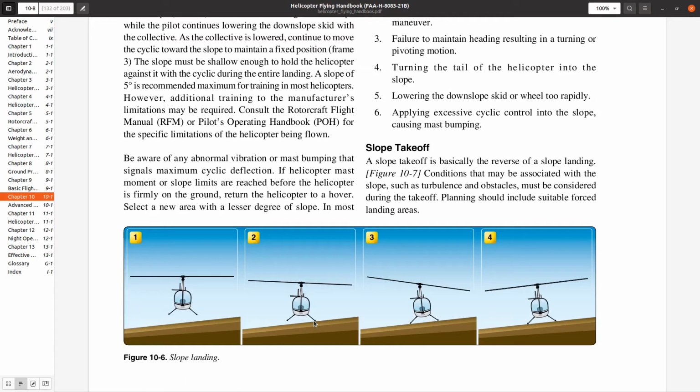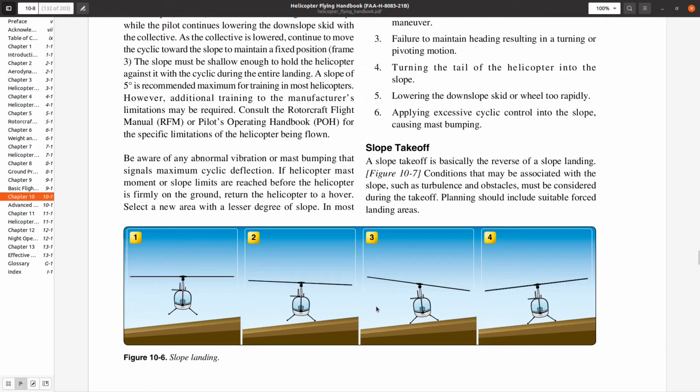So if you land on a slope with the left skid being the upslope skid, that means it's going to contact the ground sooner and it's going to roll maybe a little bit more to drop the right skid. If you go the opposite way, well, there's not going to be as much of a roll.